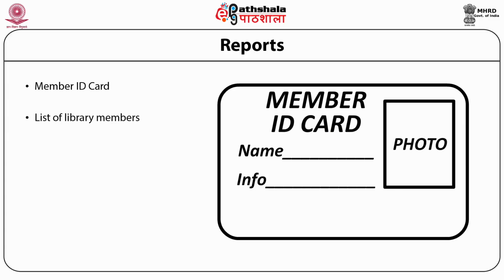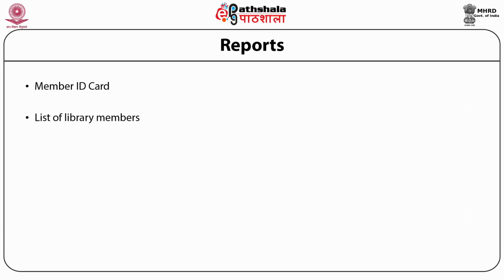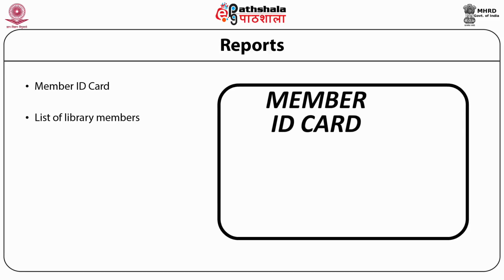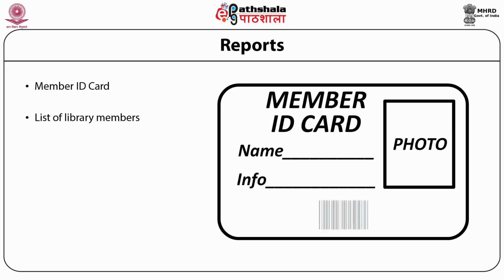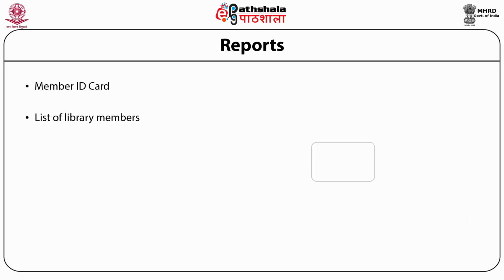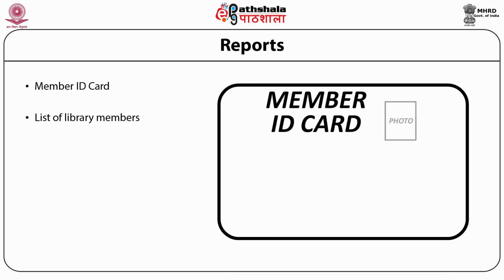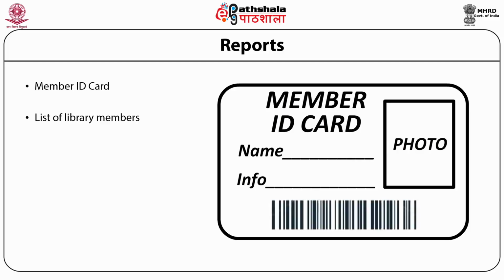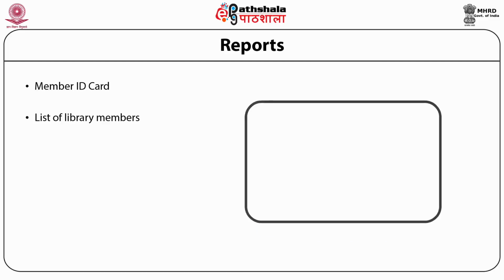Next is the list of library members. The list of the members of the library can be printed either by name or by the member code. Member list can also be generated by department, category, or for a particular time period, that is, for the membership duration. The list can be sorted in any required sequence or order.